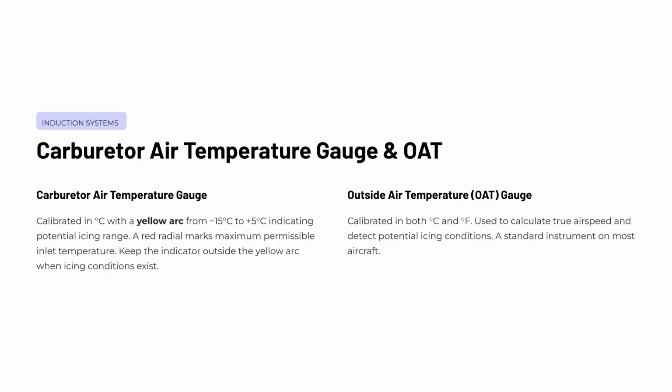The outside air temperature gauge, or OAT, is a standard instrument found on most aircraft and is calibrated in both degrees Celsius and Fahrenheit. It serves two important purposes. First, it allows you to calculate true airspeed, since air density changes with temperature and affects your indicated versus actual speed through the air. Second, it helps you assess the potential for icing conditions before they develop inside the induction system. By monitoring both the OAT and the carburetor air temperature gauge together, you gain a much more complete picture of your icing risk and can take proactive steps to protect engine performance.